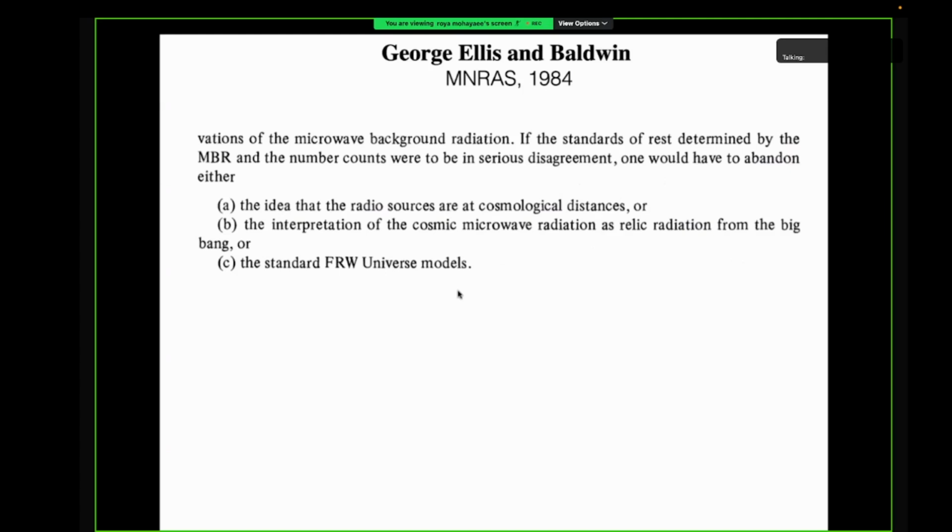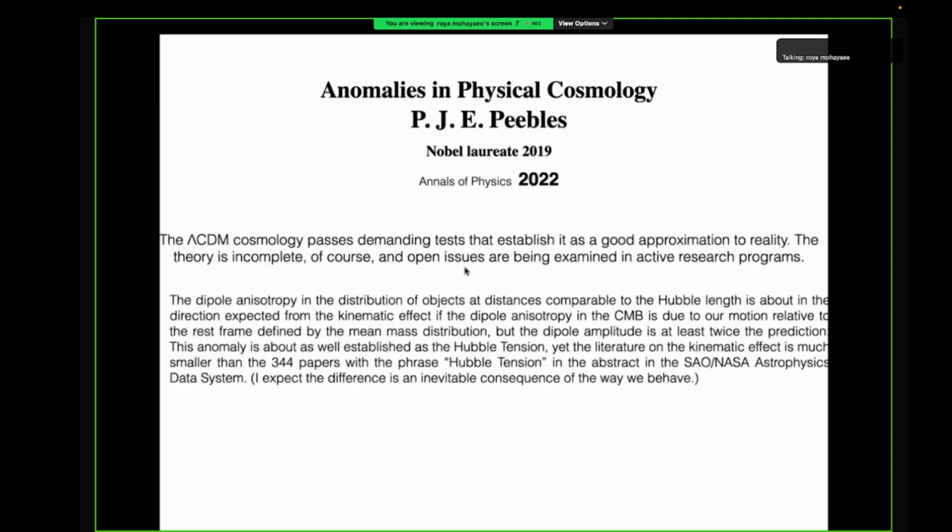So, now I'm going to finish, giving more time for discussion as you had asked me. I'm going to finish with what Jim Peebles actually wrote in 2022, which goes back to what you were saying about the sociology.